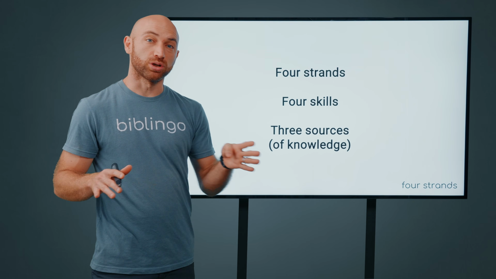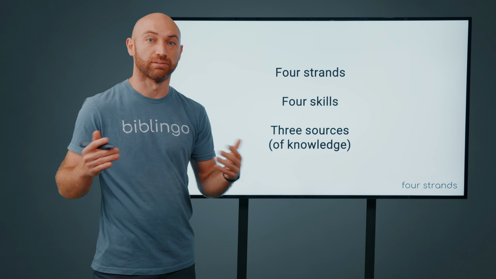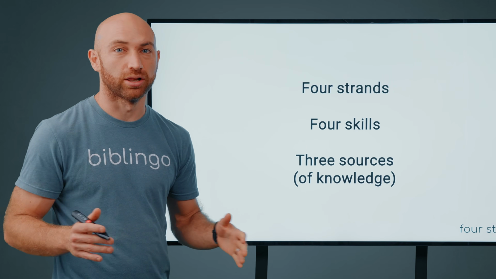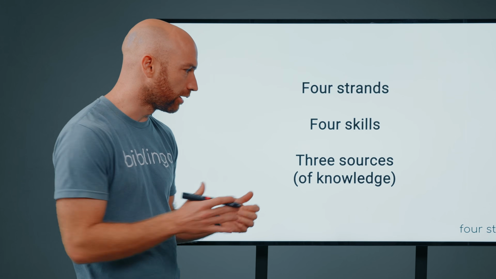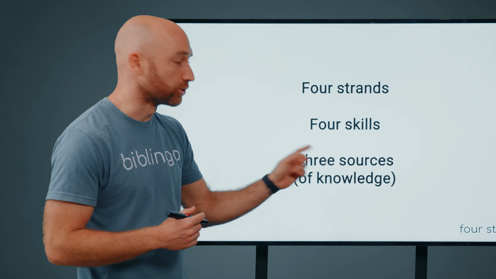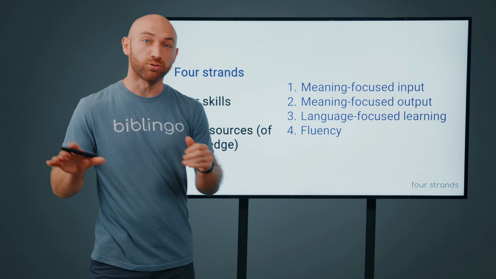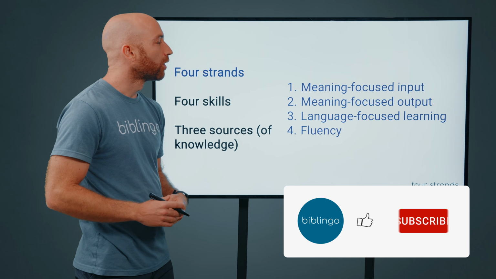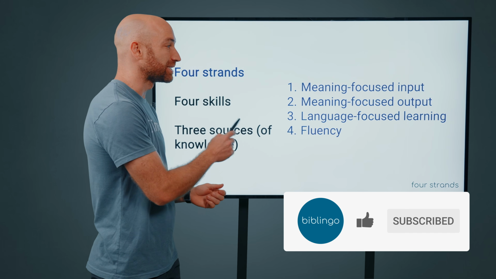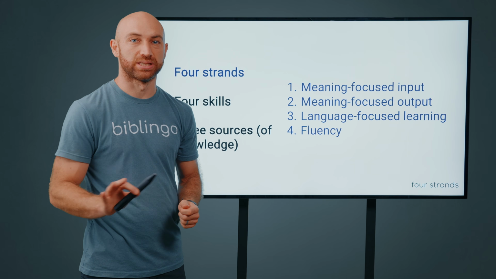Basically, we're going to talk about the 4 strands, how they relate to the 4 skills of language use, and 3 sources of knowledge. Really, this is more like ways of knowing, but I had to have an S, so strands, skills, sources, okay? So what are the 4 strands? The 4 strands, according to Paul Nation, are meaning-focused input, meaning-focused output, language-focused learning, and fluency, okay?